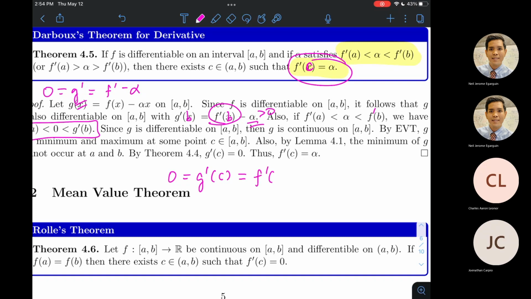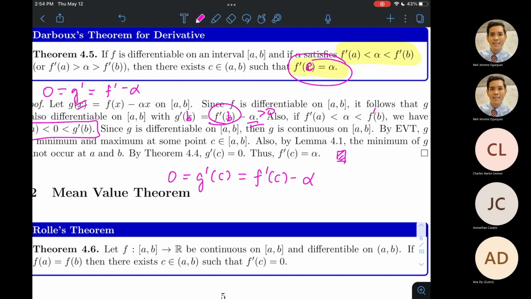So this is equal to F prime of C minus alpha. Transposing alpha to the other side will give us the desired identity. F prime of C equals alpha. And so that ends the proof of Darboux's theorem.